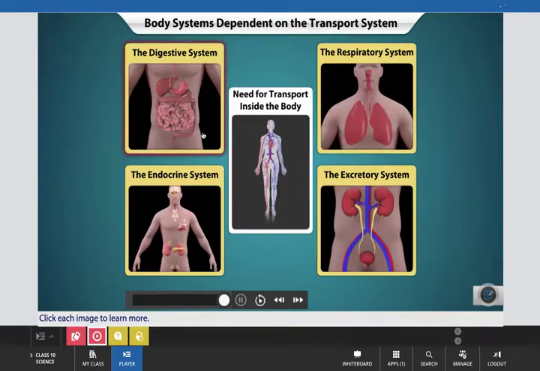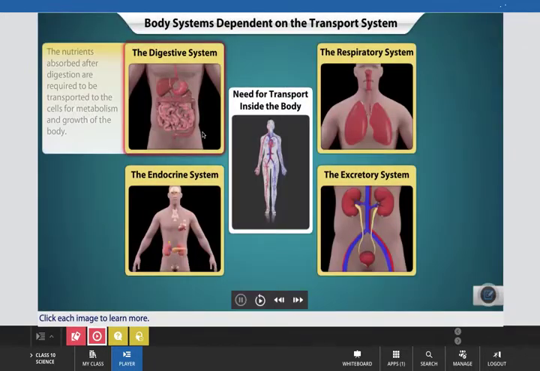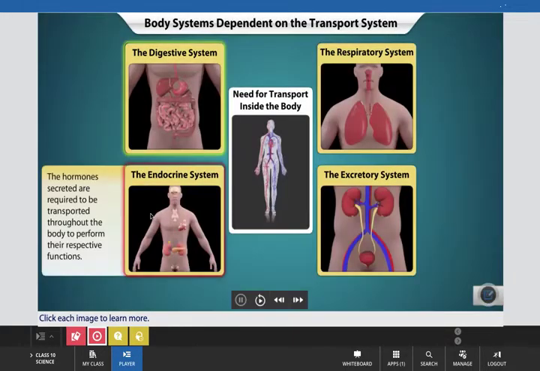Now see how the transport system is required for the digestive system. The nutrients absorbed after digestion are required to be transported to the cells for metabolism and growth of the body. And in the endocrine system, how does this transportation help? In the endocrine system, the hormones secreted are required to be transported throughout the body to perform their respective functions.